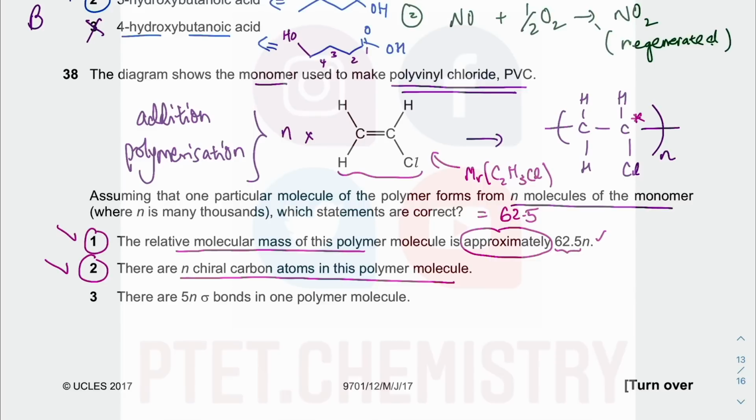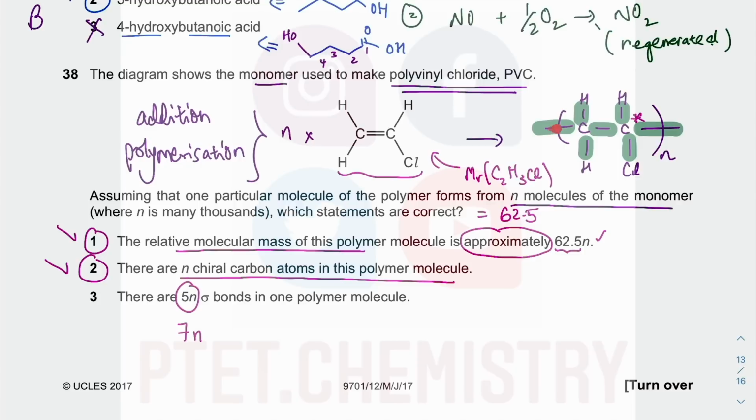Okay, there are 5n sigma bonds. All right, let's count the sigma bonds here. So you have 1, 2, 3, 4, 5, 6, and 7. In one repeat unit, you have 7 sigma bonds. So it's not 5n, it's 7n. In one repeat unit, you have 7 sigma bonds, so when you have many repeat units, you will have 7n sigma bonds.